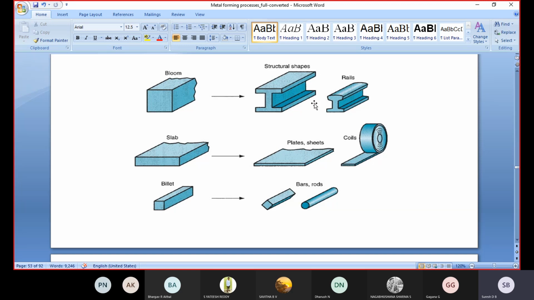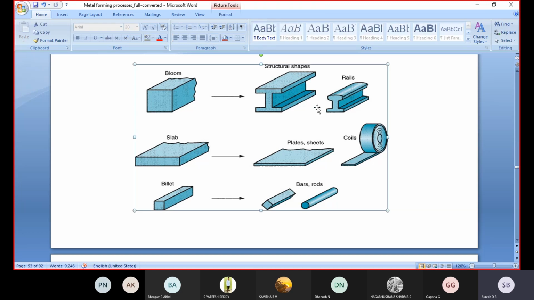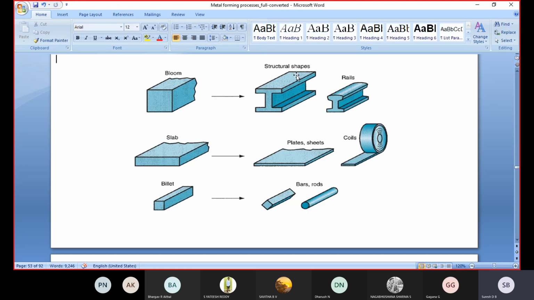Sometimes they manufacture I-section railway structures. This one is structural slabs. The blooms are converted to structural slabs. Sometimes the blooms are converted to railway structures. Here, in structural shapes, both the top and bottom of the I section have a flat surface. This type of component is called a structural shape.